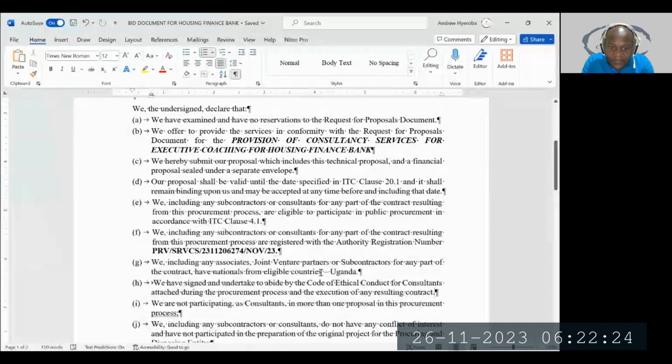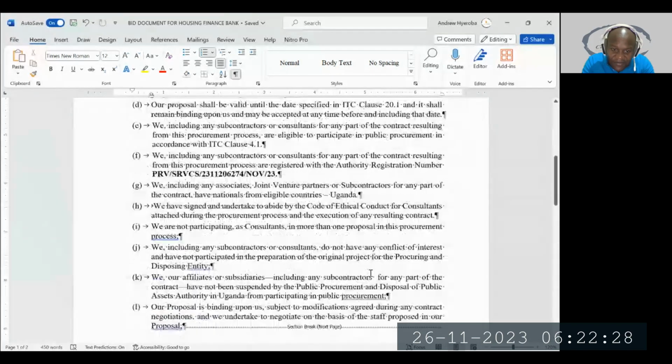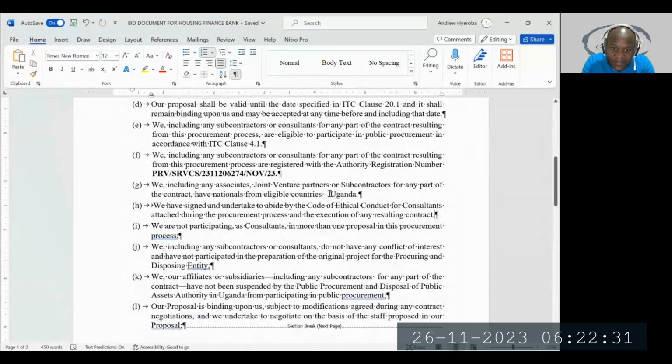We, including any associates, are nationals from Uganda. Have nationals from Uganda, all eligible countries, that is Uganda. We have signed and undertake to abide by the Code of Ethical Conduct for consultants. We are not participating as consultants in more than one proposal in this procurement process.